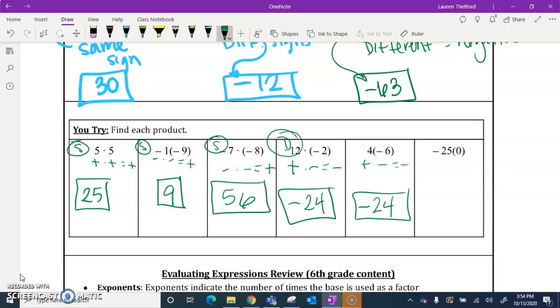On this one, anything times 0 is just 0. We don't need to put a negative in front of 0. That's not a thing. So a negative times 0 is still 0 because anything times 0 is always just 0.